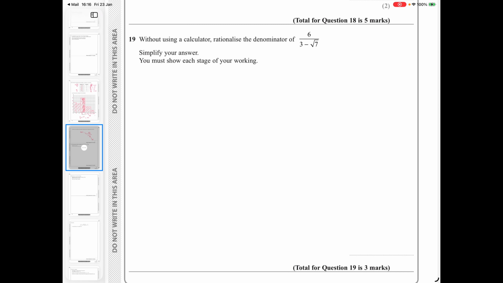Right, without using a calculator, rationalise the denominator of 6 over 3 minus root 7. So on the bottom I'm going to write 3 and root 7. Top I'm going to write 3 and root 7, and then it's minus on the bottom, so we're going to make it plus. And I'm going to times that by that. So on the bottom, what's nice about this is we get minus root 7, and that's 3 plus root 7.